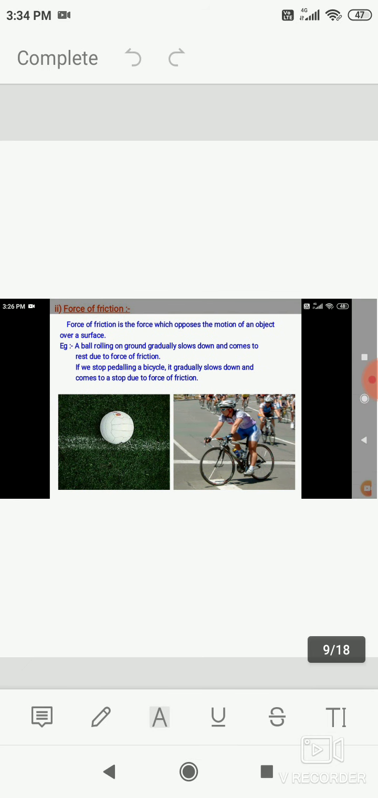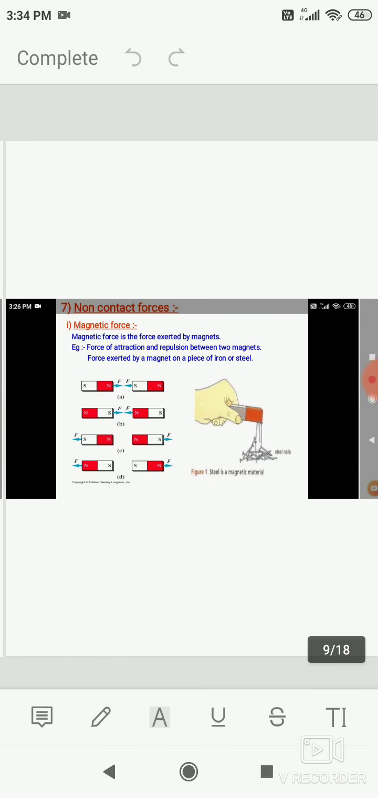And in force of friction, the force which opposes the motion of an object over a surface is known as force of friction. For example, a ball rolling on the ground gradually slows down and comes to rest due to the force of friction. And if we stop paddling a bicycle, it gradually slows down and comes to a stop due to force of friction.